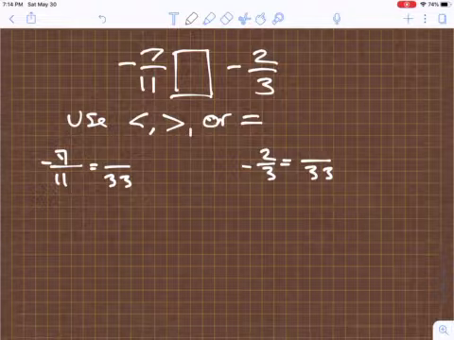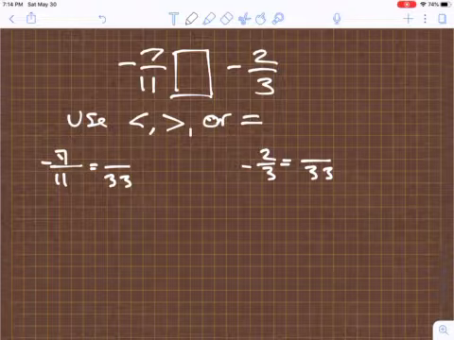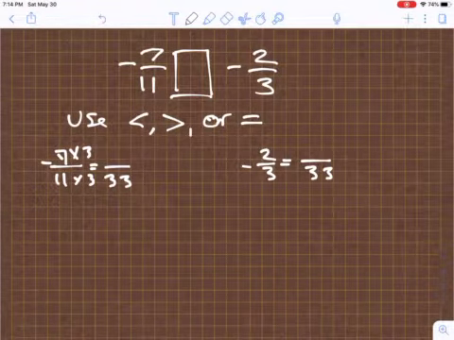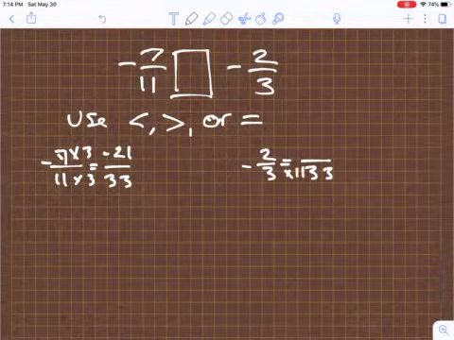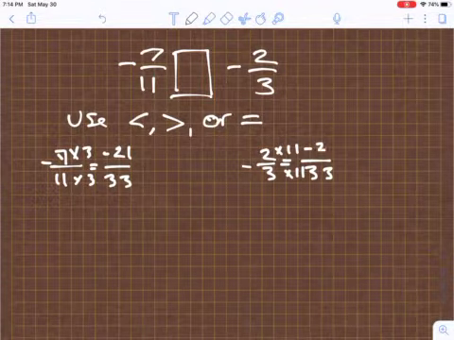A lot of times that won't necessarily be the lowest common denominator, but it will give you a starting point if you don't know where to start. All right, so what did I do to 11 to make it 33? Well, I multiplied it by 3, so we do the same thing to the top. -7 times 3 gives me -21. And then I multiplied this by 11, right? So 2 times 11 gives me -22.